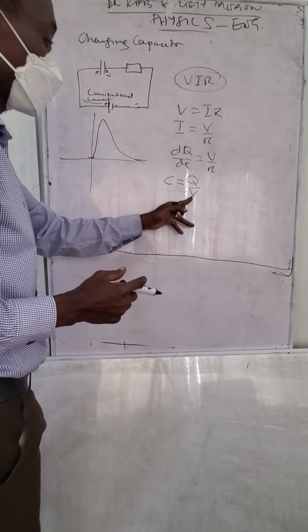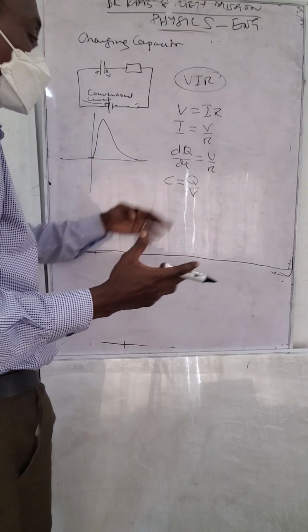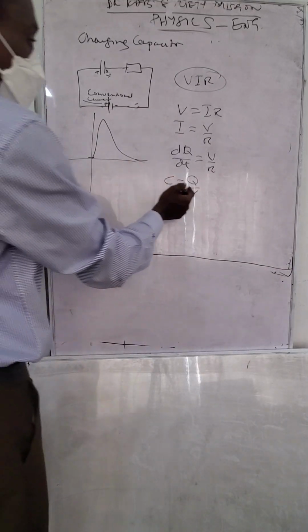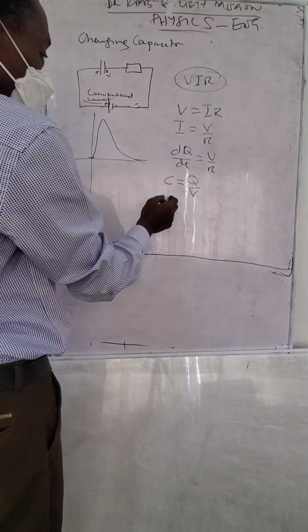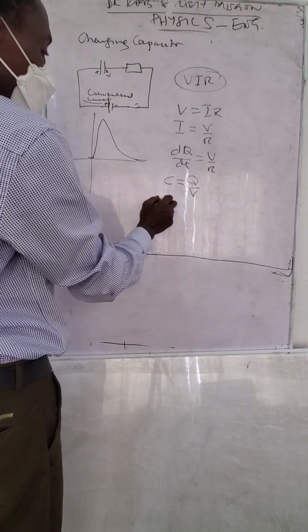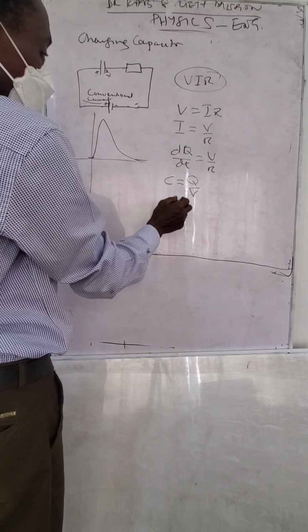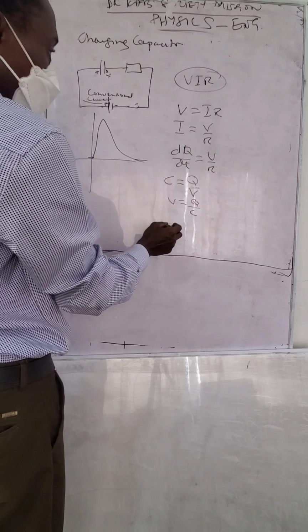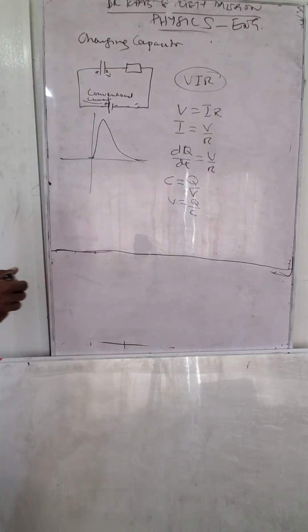If you have a small charge and it can assume a bigger voltage, then your capacitance is high. So that's the capacitance relation, the definition of capacitance: the ratio of your charge to your voltage. Now this can also be written as V is equal to Q over C. Now we substitute this into the equation, then we are good to go.